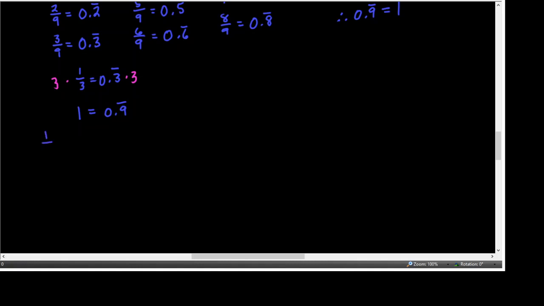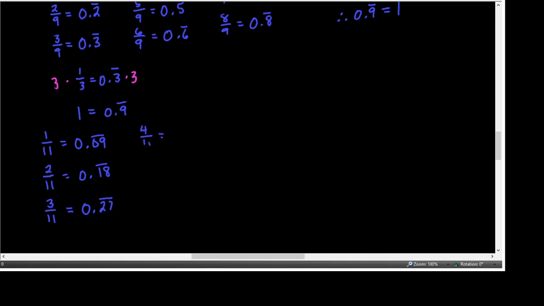This one's kind of cool too. 1/11, you might need your calculator to prove this to yourself, is 0.090909, so 0.09 repeating. 2/11 is 0.181818, so 0.18 repeating. 3/11 is 0.27272727, so 0.27 repeating.